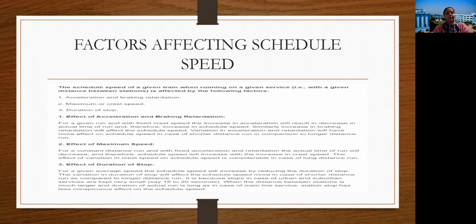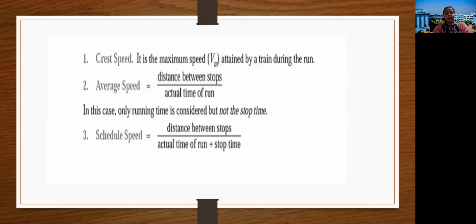Now the first part is acceleration and braking retardation. That means what is the acceleration, what is the retardation of the particular locomotive. Suppose for a particular locomotive acceleration is high, right? So it will reduce the actual time of run. So whenever acceleration is higher for any locomotive, that will reduce the actual run time, and whenever actual run time is reduced, schedule speed will get increased.